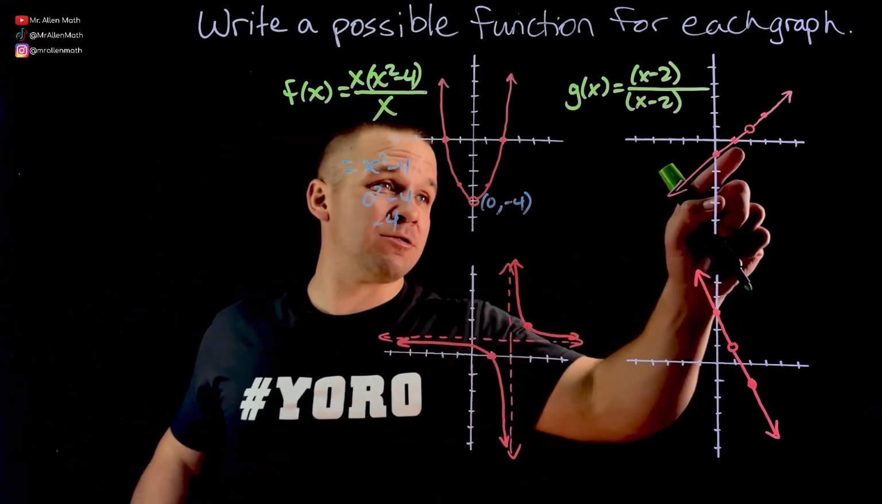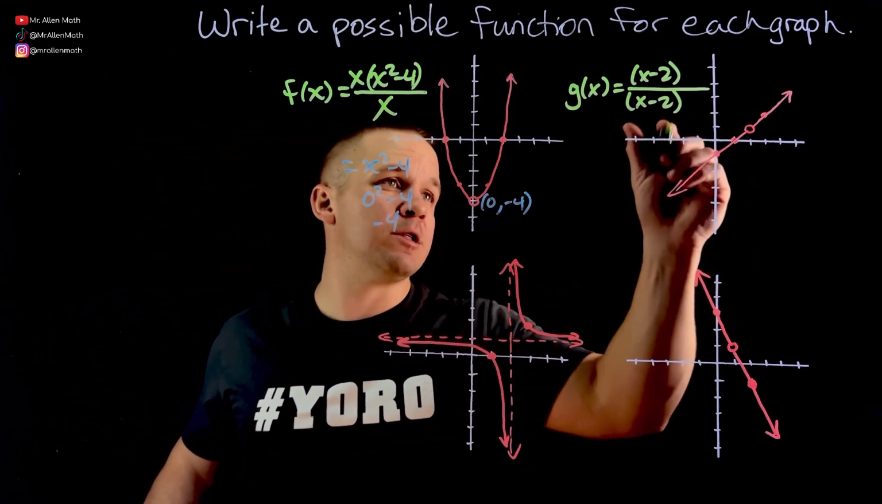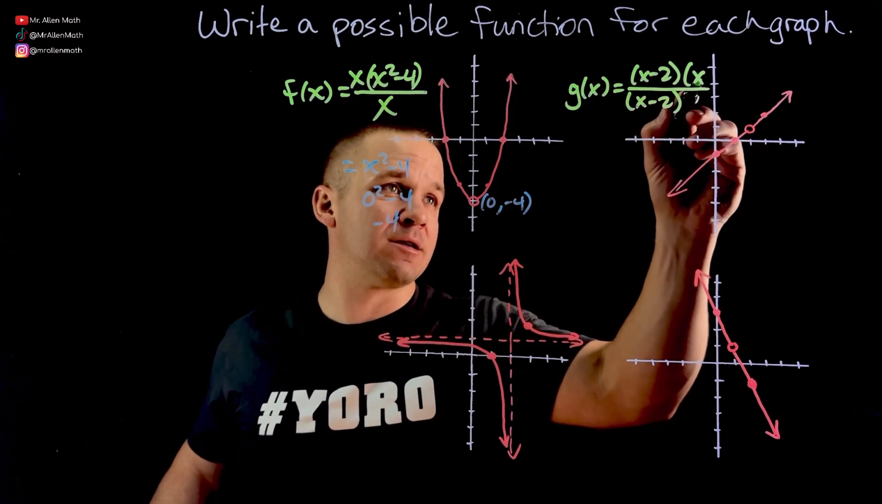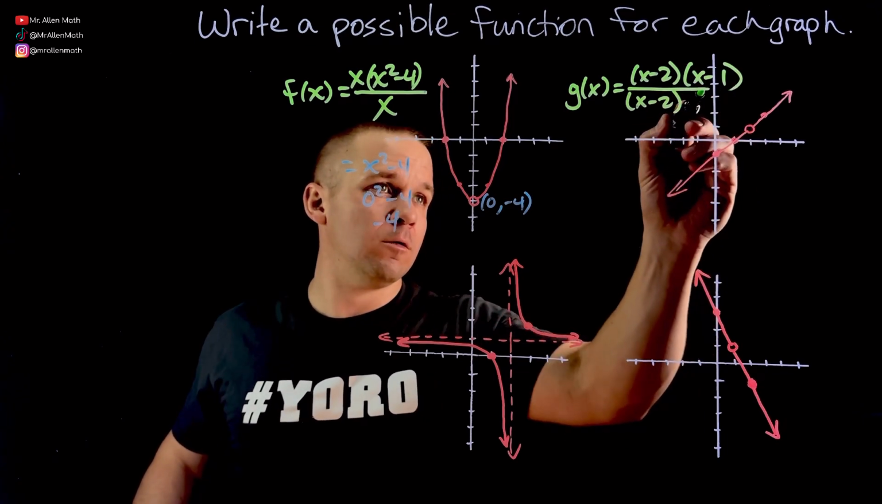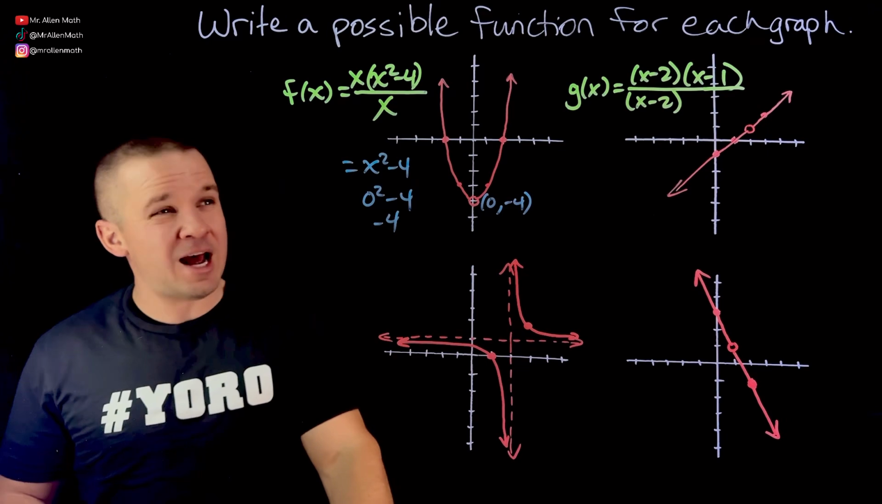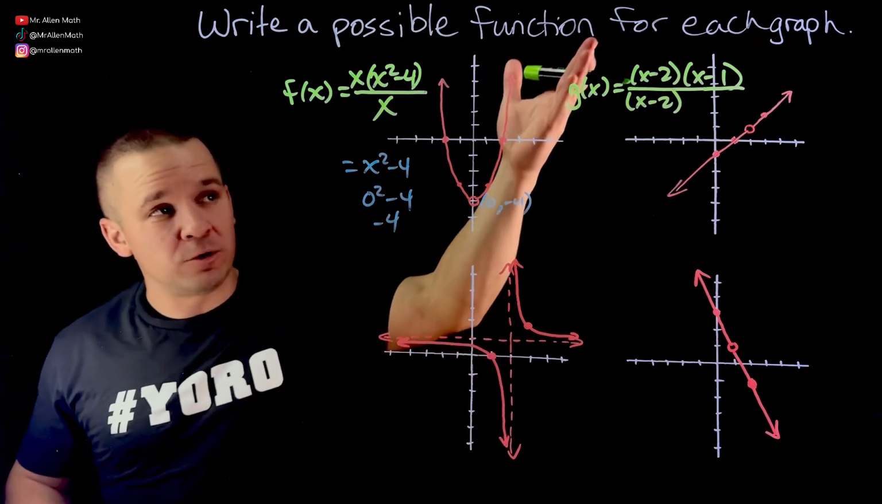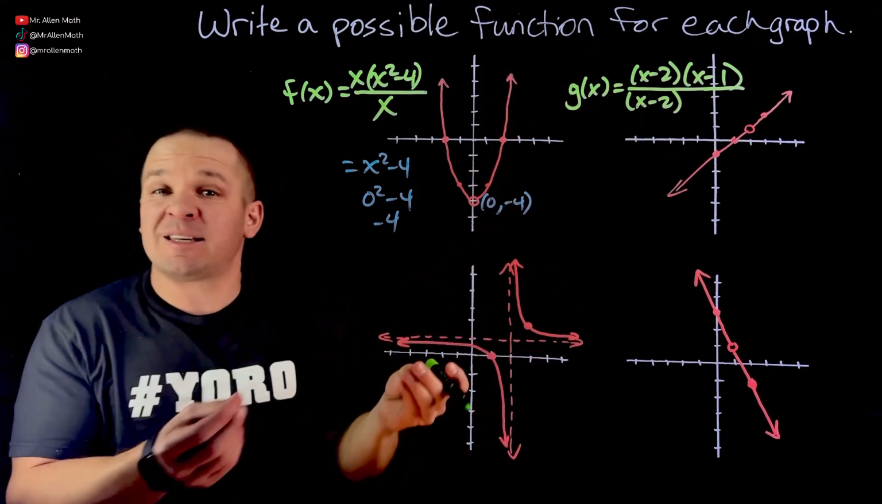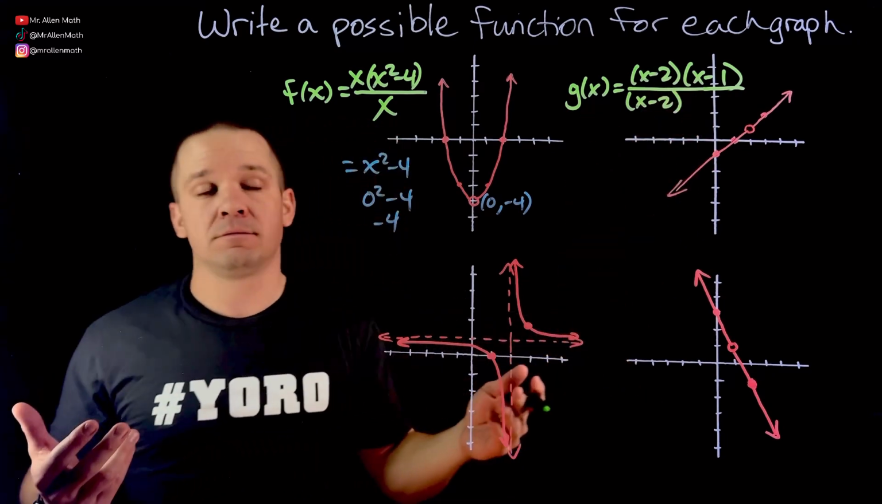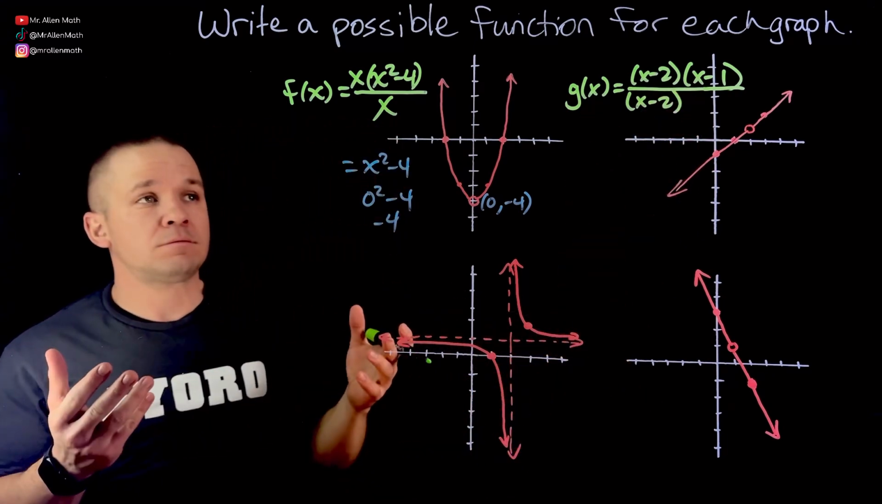What else could I get? Well, I have an x-intercept here of 1. So what if I threw a factor in the numerator, x minus 1? If I plugged 1 in, my function would equal 0, right? I get my x-intercepts from the numerator. Nice. There we go. I think that checks out.